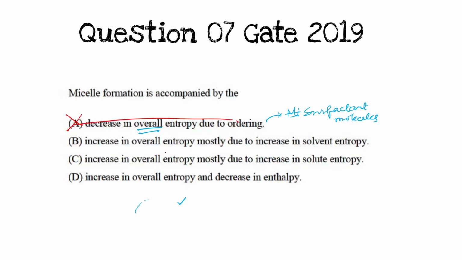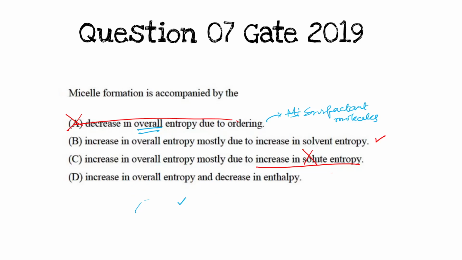Then the increase in overall entropy mostly due to increase in solvent entropy. It might be an option. We don't know exactly. Let's check the other one: increase in overall entropy mostly due to increase in solute entropy. An increase in solute entropy is a wrong scenario. As you see, there will be a decrease in solute entropy. There will be no increase in the solute.